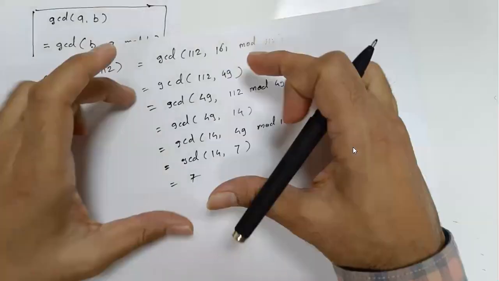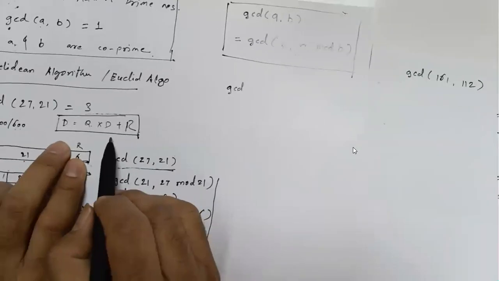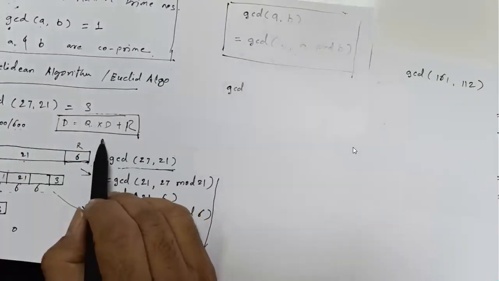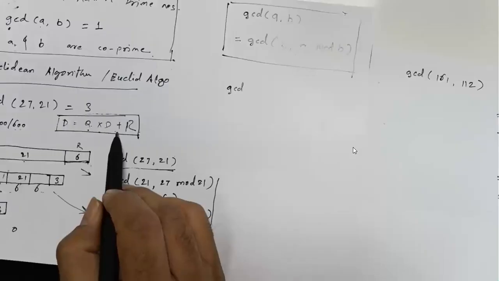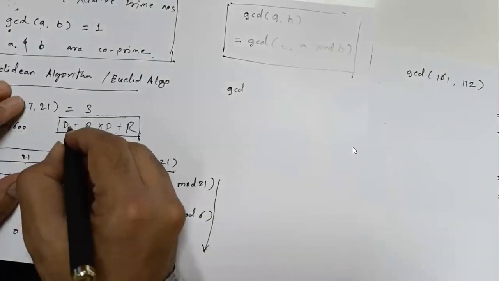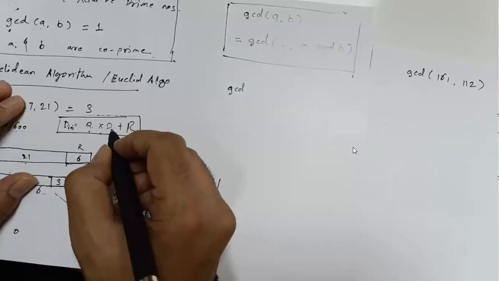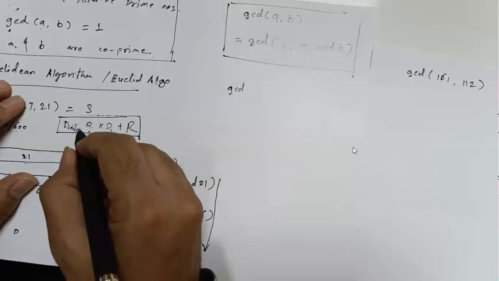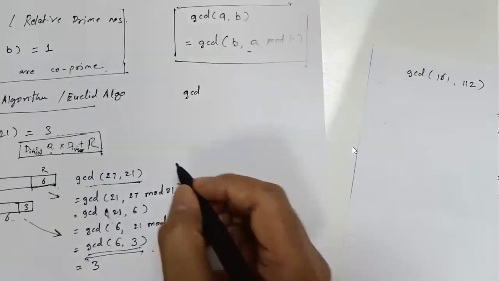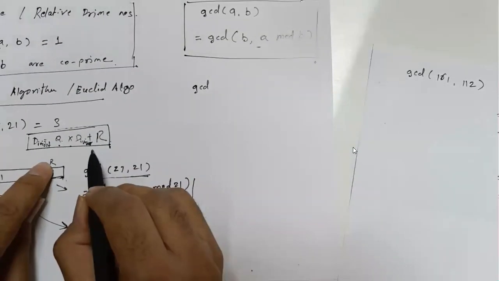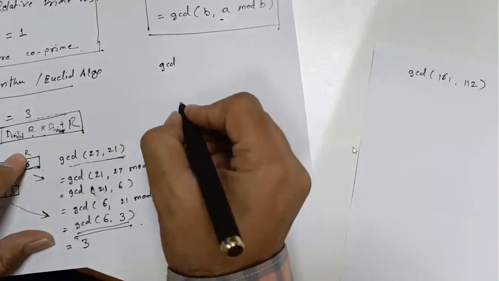Now this is one method. As I have told you, this equation: dividend equal to quotient into divisor plus remainder. I'm sorry, am I doing it wrong? Is that the divisor or dividend? Dividend. And this will be the divisor. Yes, sir. Okay. So let us try to solve this problem with this equation. It's a very simple thing.